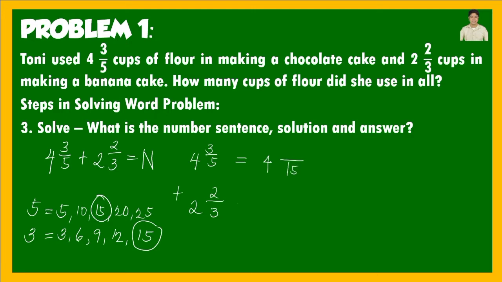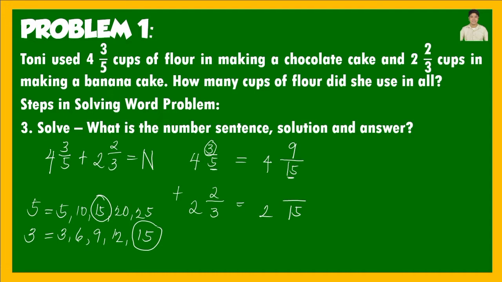15 and then 15. So, gagawin natin similar fractions. So, next, para makuha yung numerator, ganito siya. 15 divided by 5, that is 3. And then, yung nakuha nating quotient, imumultiply natin sa 3. Ito siya. So, 3 times 3, that is 9.